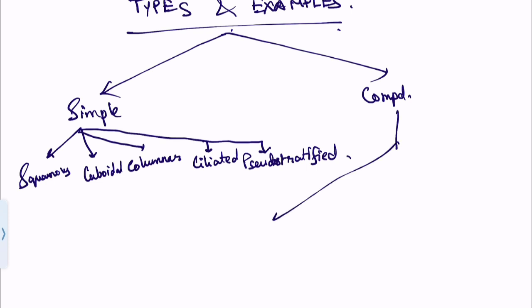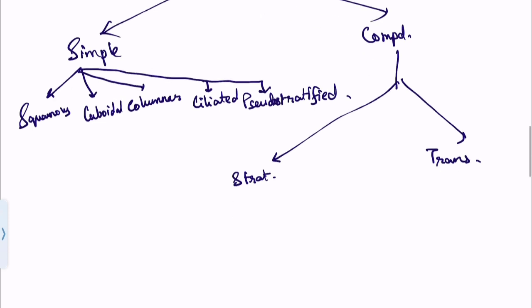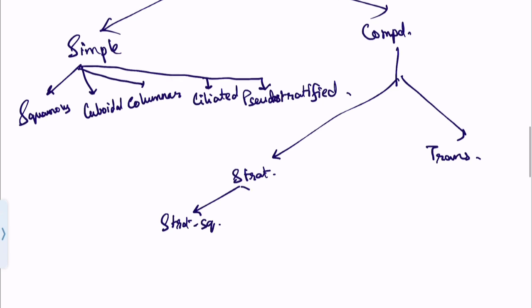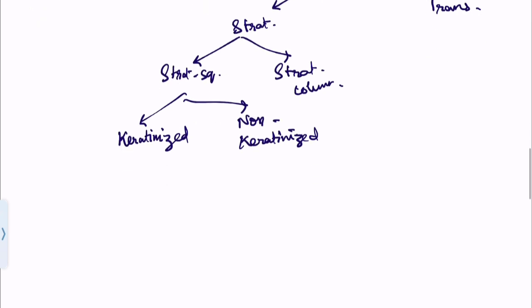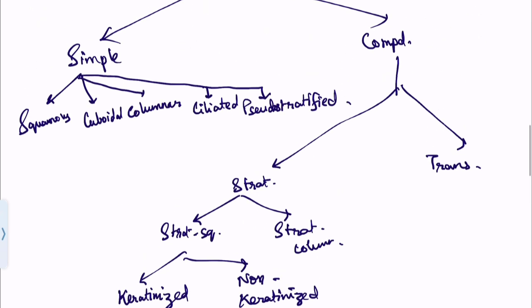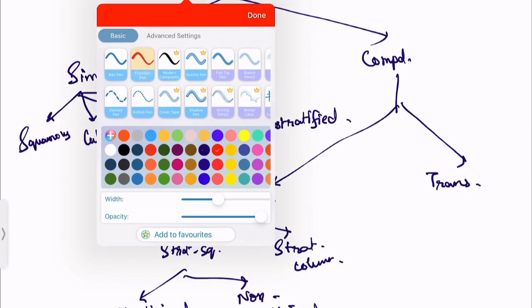In compound, we have stratified and transitional. Stratified columnar, keratinized, non-keratinized. Now I'm not going much into the details of this. We will stick to some examples.